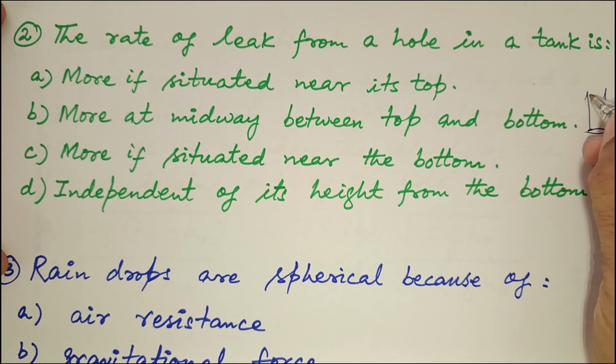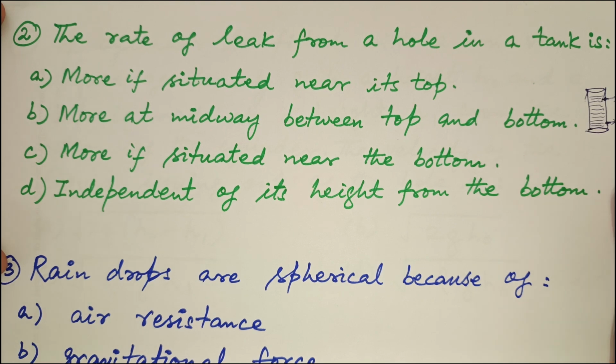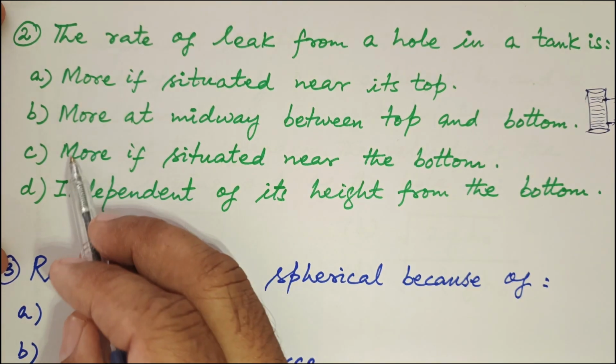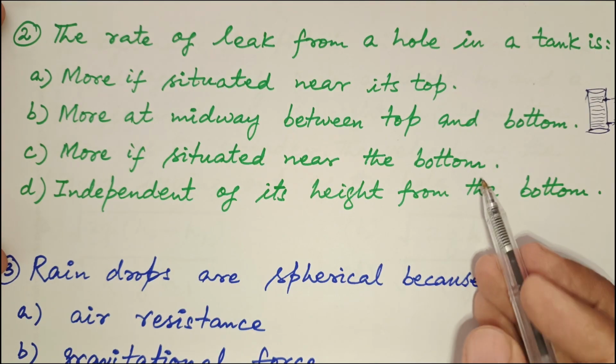Let this be a tank. If leakage is from here or from here, two options let's suppose, then the water will come out less from this leakage, the top one, if the holes are of the same size, and due to the pressure more liquid will come out from the bottom one. So the result is more if situated near the bottom.